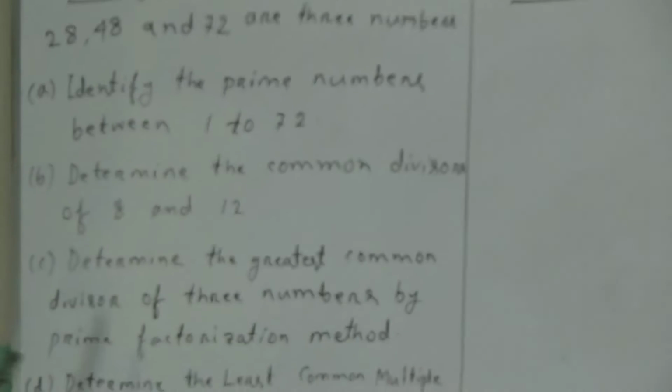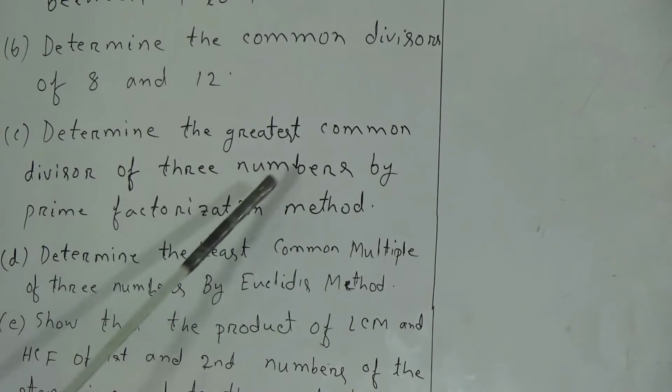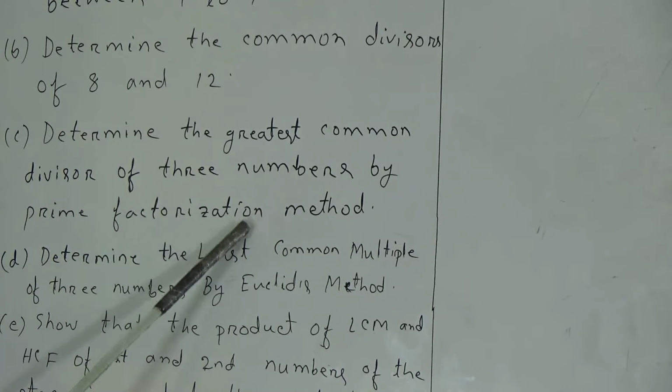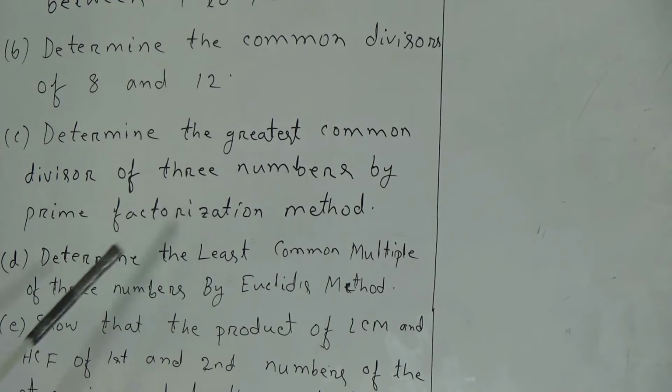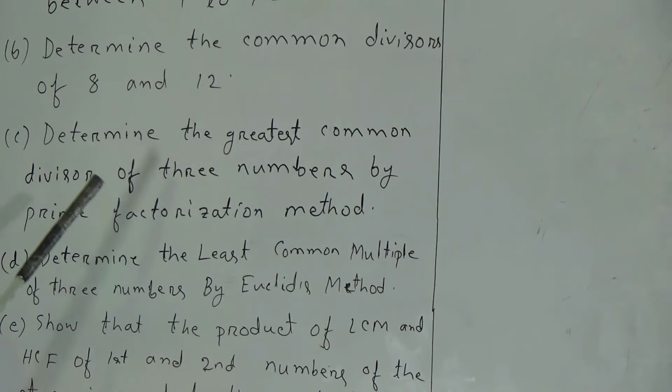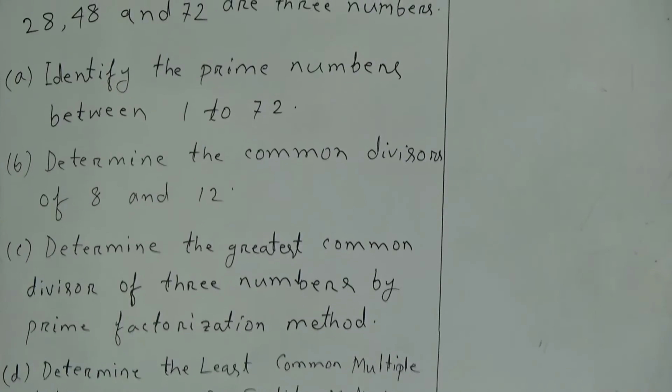Now we'll solve C number. Here the question is determine the greatest common divisor of three numbers by prime factorization method. We have to find out the greatest common divisor, that means GCD or HCF. We have to find out the HCF of the given three numbers. Here the given three numbers are 28, 48 and 72, and we have to find out the HCF by prime factorization method.